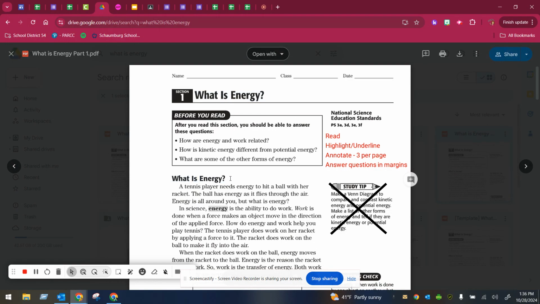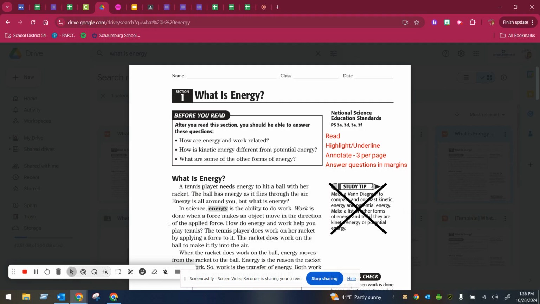So starting at the first section. What is energy? A tennis player needs energy to hit a ball with her racket. The ball has energy as it flies through the air. Energy is all around you. But what is energy? In science, energy is the ability to do work. Work is done when a force makes an object move in the direction of the applied force.